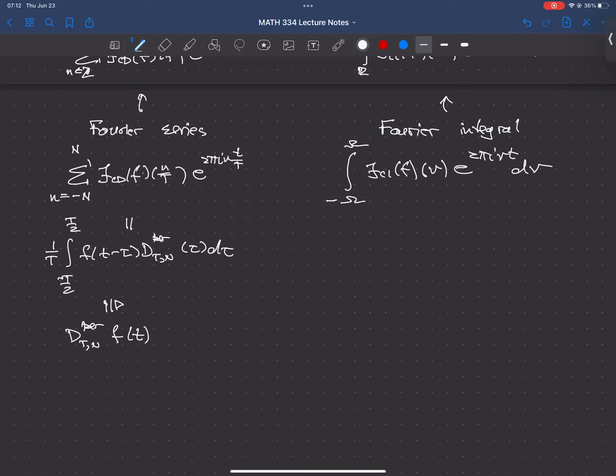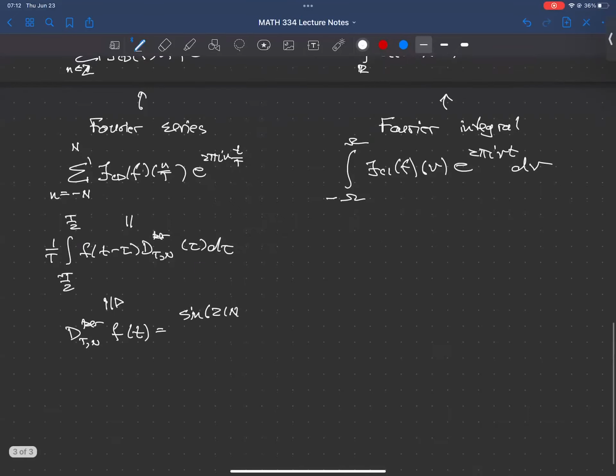Now, a similar formula holds here. There's a formula for D per, and it's sine of, I'm forgetting the exact formula, but I think it's 2N plus 1 pi t over T, over sine pi t over T. I believe that's the correct formula.